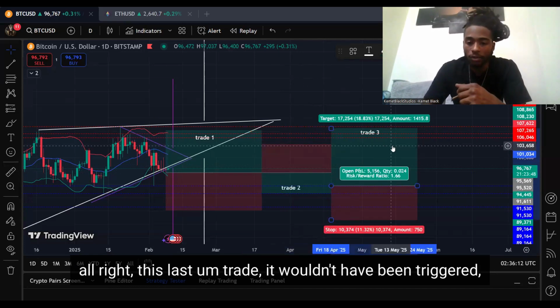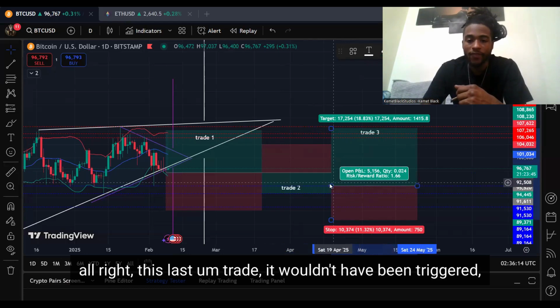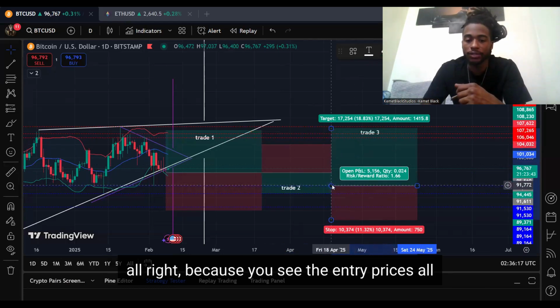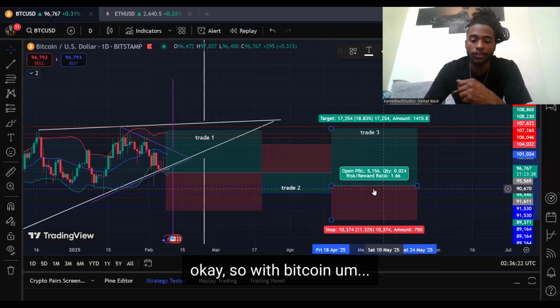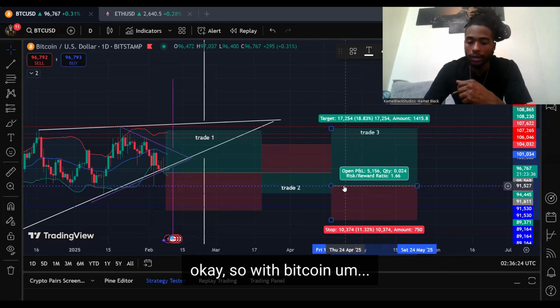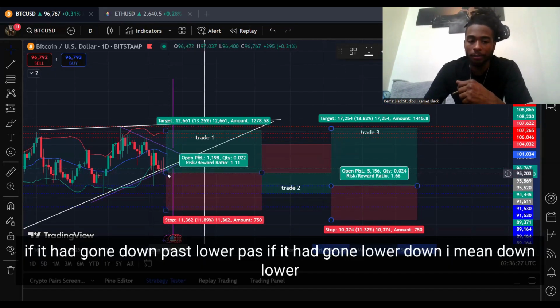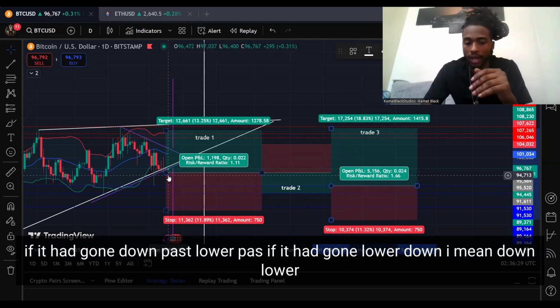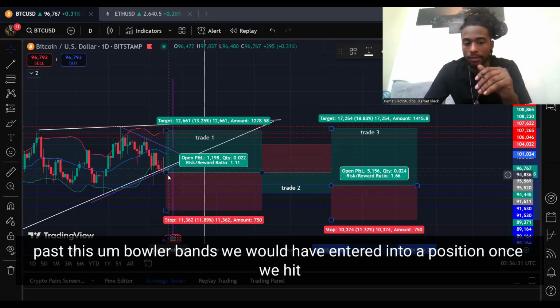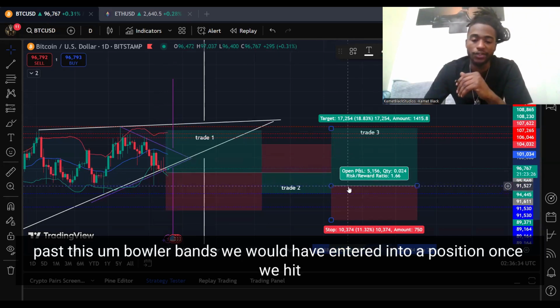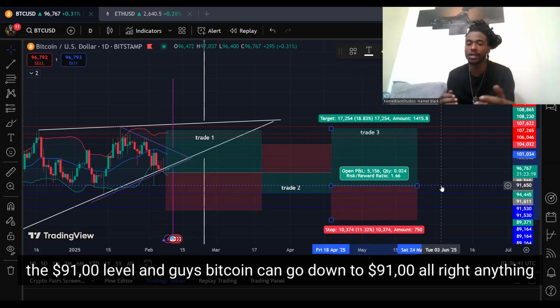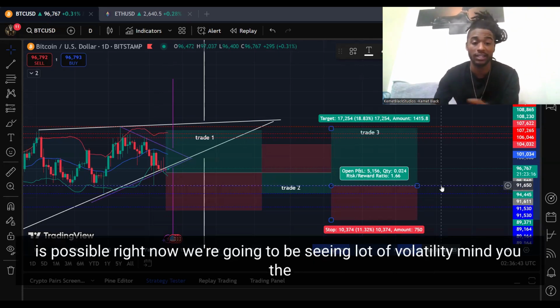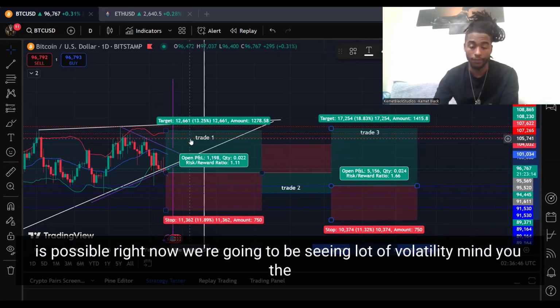All right, this last trade, it wouldn't have been triggered. All right, because you see the entry price is all the way down here at this support at 91,000 for Bitcoin. Okay, so with Bitcoin, if it had gone down past the lower Bollinger Bands, we would have entered into a position once we hit the $91,000 level. And guys, Bitcoin can go down to $91,000. All right, anything is possible right now. We're going to be seeing a lot of volatility. Mind you, the first trade is in profit.